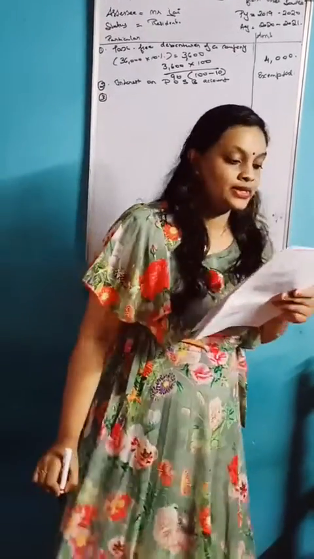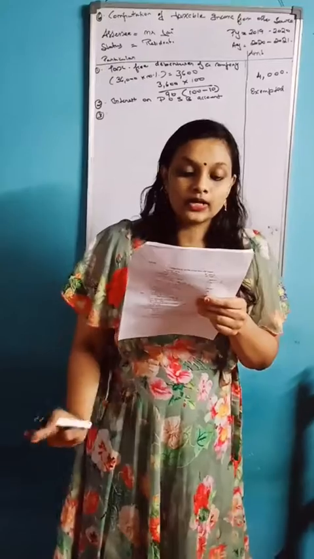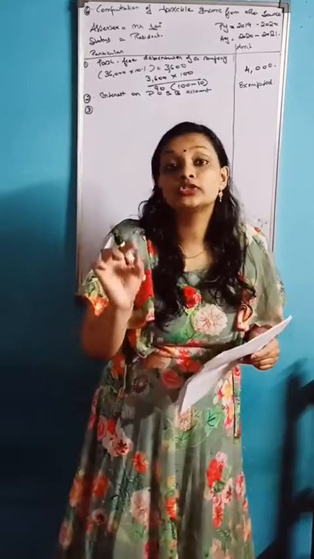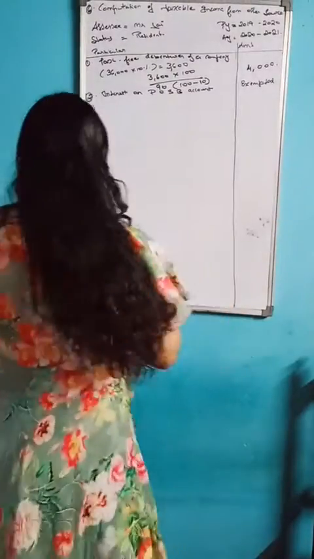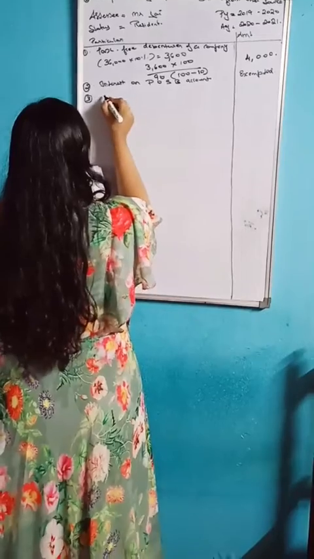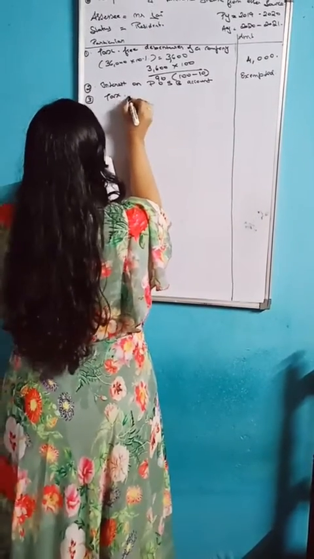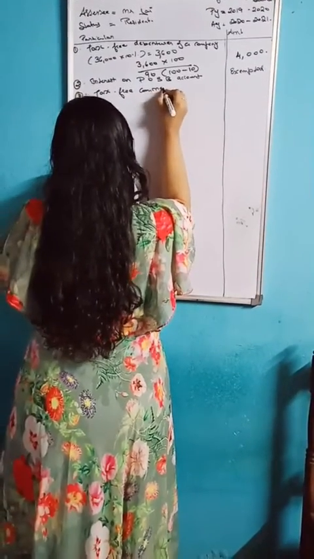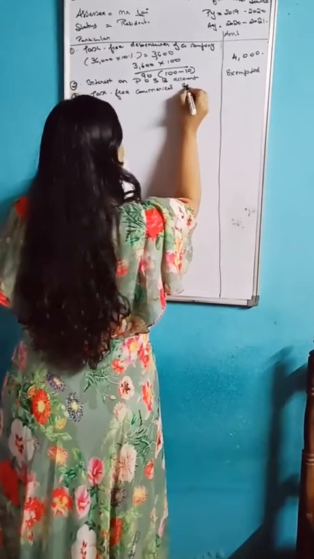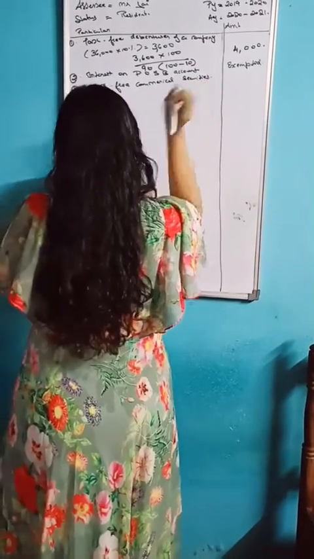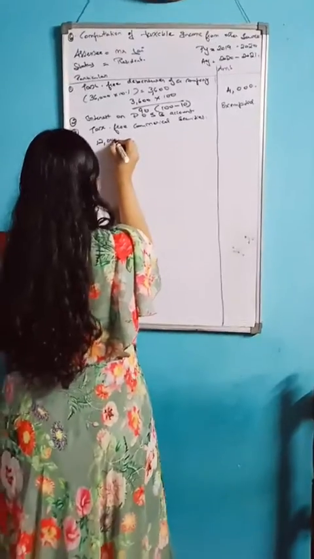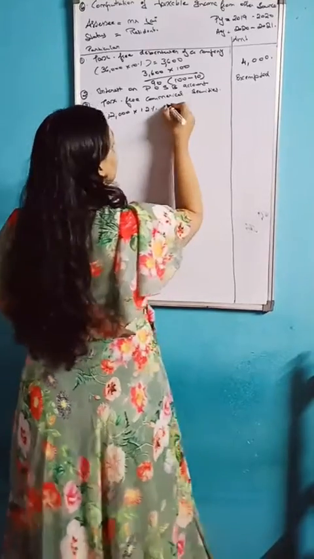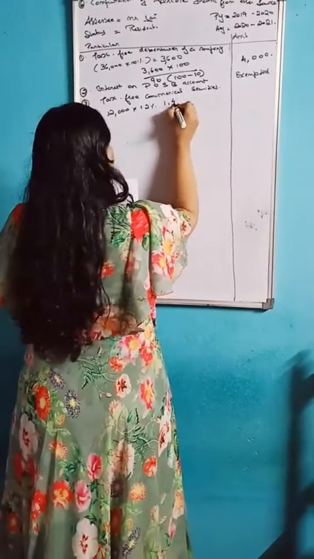Next point is rupees 12,000, 12% tax-free commercial securities, unlisted. You should calculate TDS. So on this tax-free commercial securities, 12,000 into 12%. How much will you get? You will get 1,440.